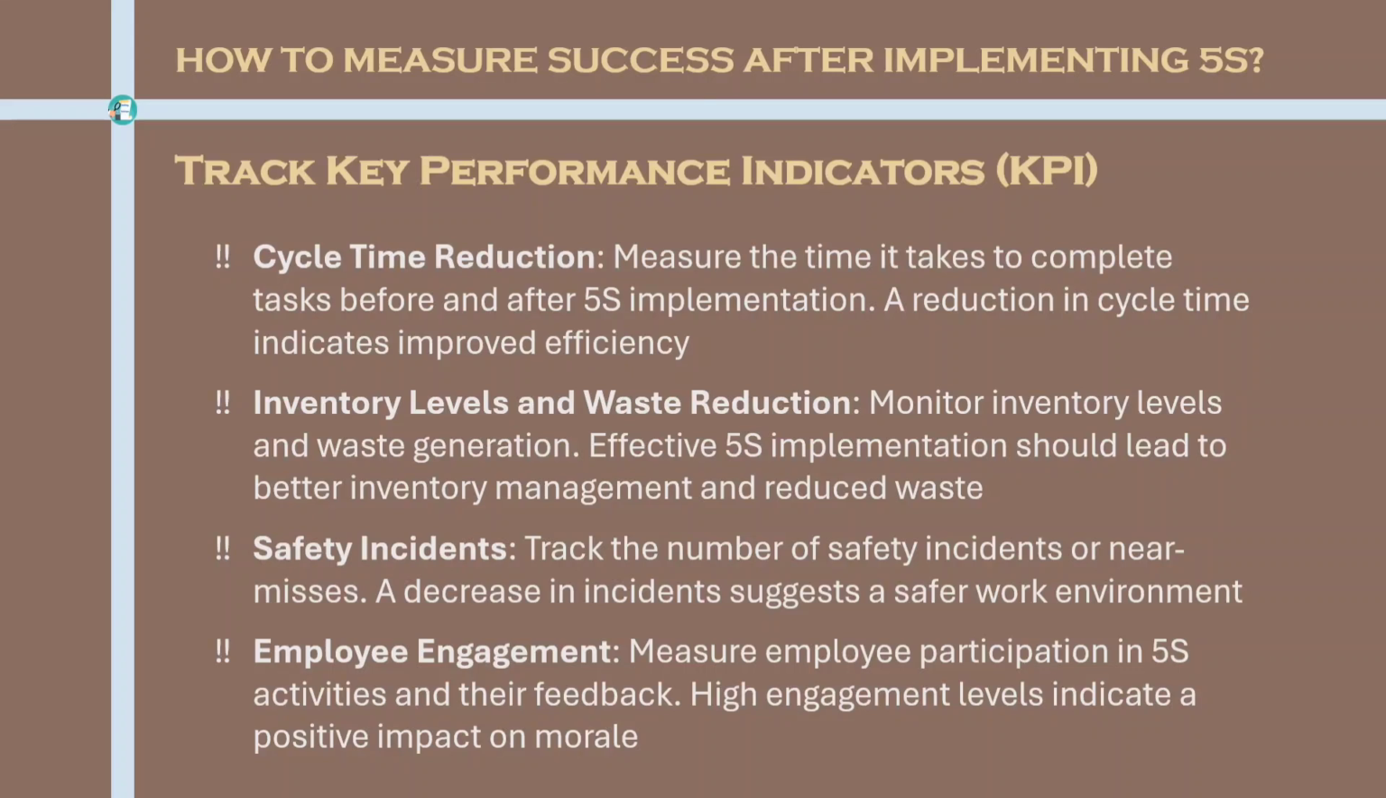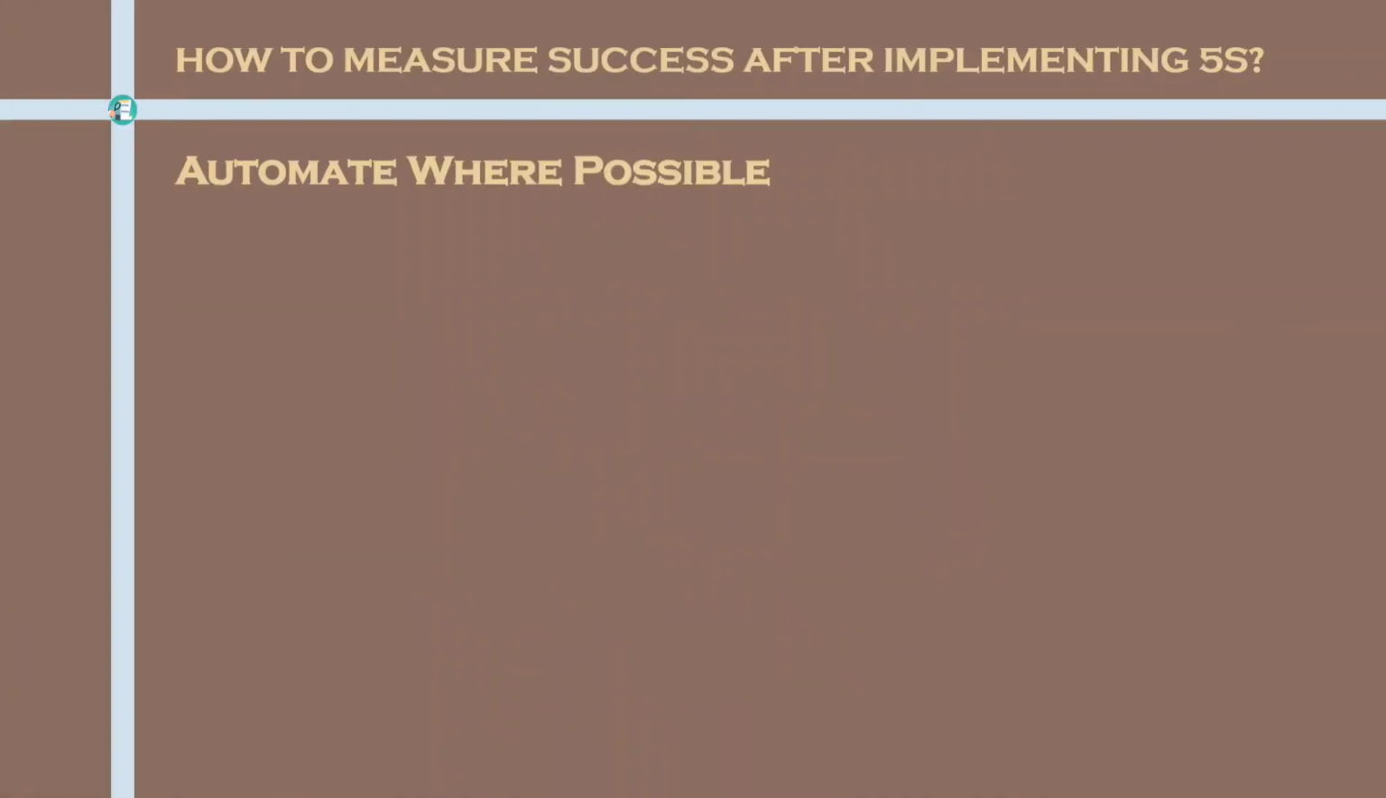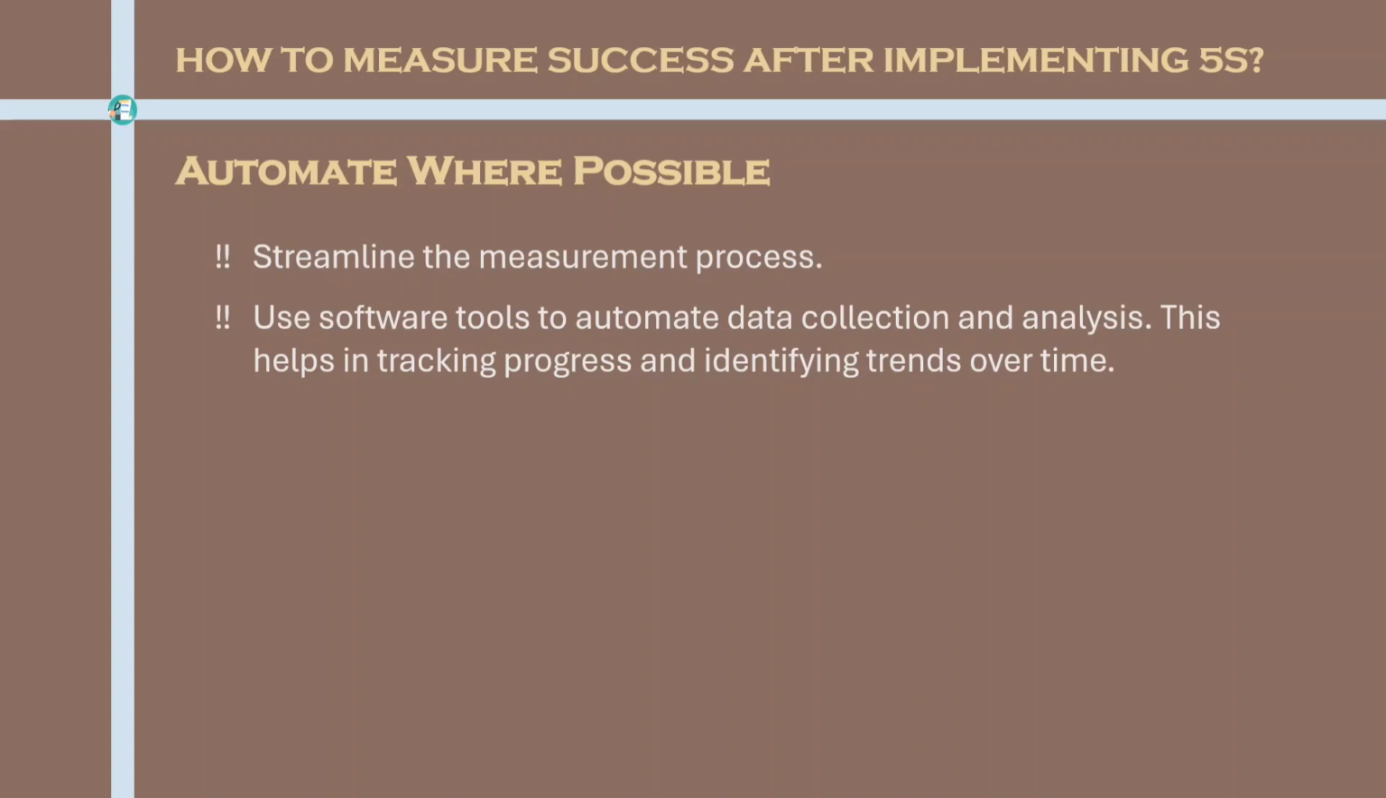Employee engagement. Measure employees' participation in 5S activities and their feedback. High engagement levels indicate a positive impact on morale. Automate where possible. Streamline the measurement process, else it will not be easy to track the success. Use software tools to automate data collection and analysis. This helps in tracking progress and identifying trends over a period of time.